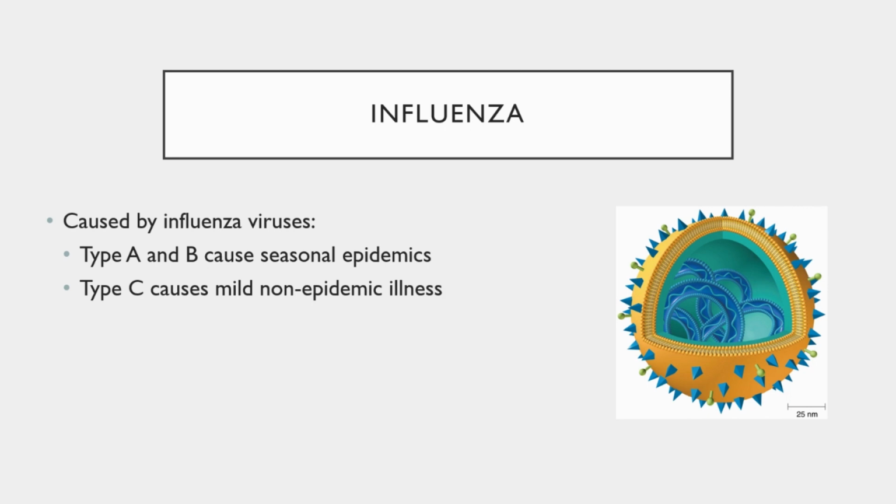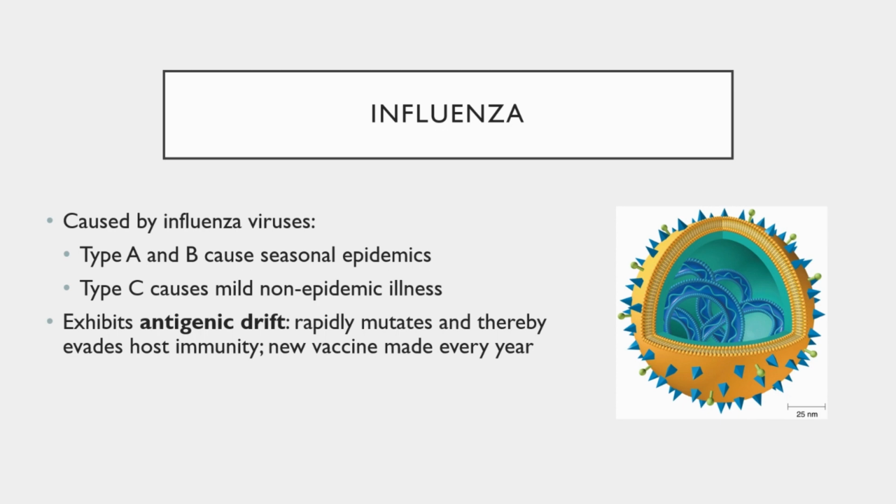Our third and final viral infection of the lower respiratory system is influenza. Influenza viruses are divided into three types. Types A and B are the causes of the seasonal waves of illness, and type C causes mild non-seasonal illnesses. Influenza viruses, as you probably know, exhibit something called antigenic drift, which we learned previously is the rapid mutation of protein spikes, which allows the virus to evade host immunity by continually changing the component of your immune system that your immune system has been trained to recognize.